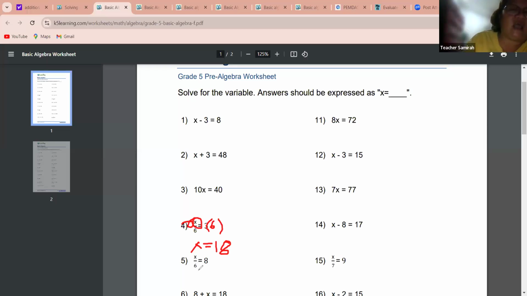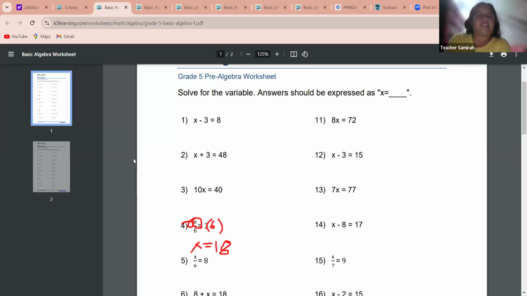Number 5 is almost the same with number 4. They have the same denominator. How do you get the value of x here? So what do you do to get the value of x? It's a fraction. Okay, but before that, I can give you another explanation for number 4.